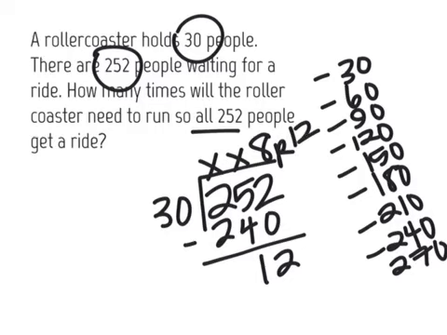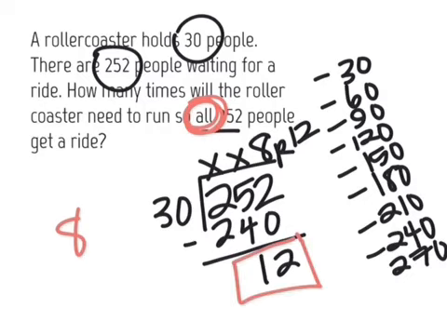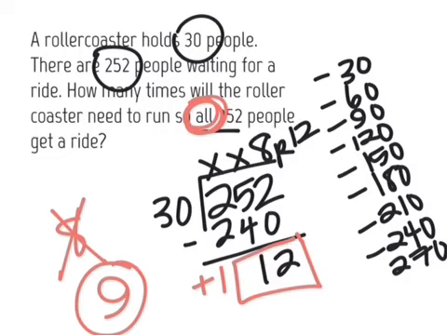The paragraph told us that all the people need to go. So it would be 8 full rides with 30 people, and this 12 represents the 12 people that would have to be on a ride by themselves. So I would actually have to make one additional ride. So instead of 8, it would have to be 9 rides to get everybody a turn.